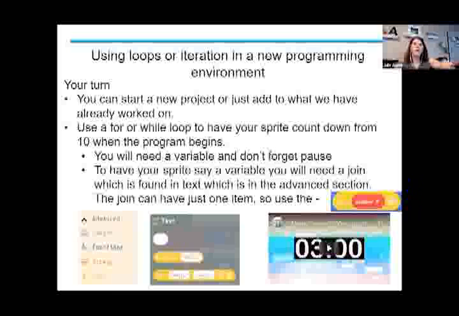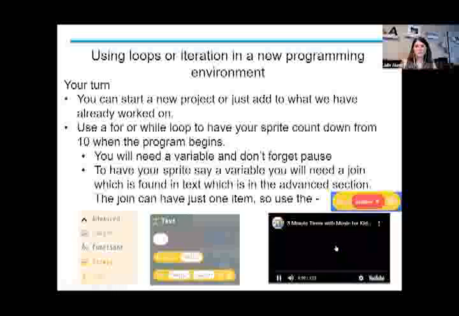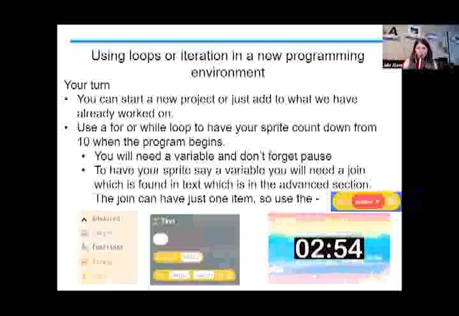To have a sprite say a variable, you'll need a join, and I talked about this earlier, but it's down under the advanced section and then text. And notice there's a join. You will need that, and you see I have it here. And then you can do a join with only one thing, but you can't just type the word number into this section because it'll put quotes around it. Remember, we don't want the word number to show up on the screen. We want the value of our number to show up on the screen. So it will display our countdown. So you'll need this join.